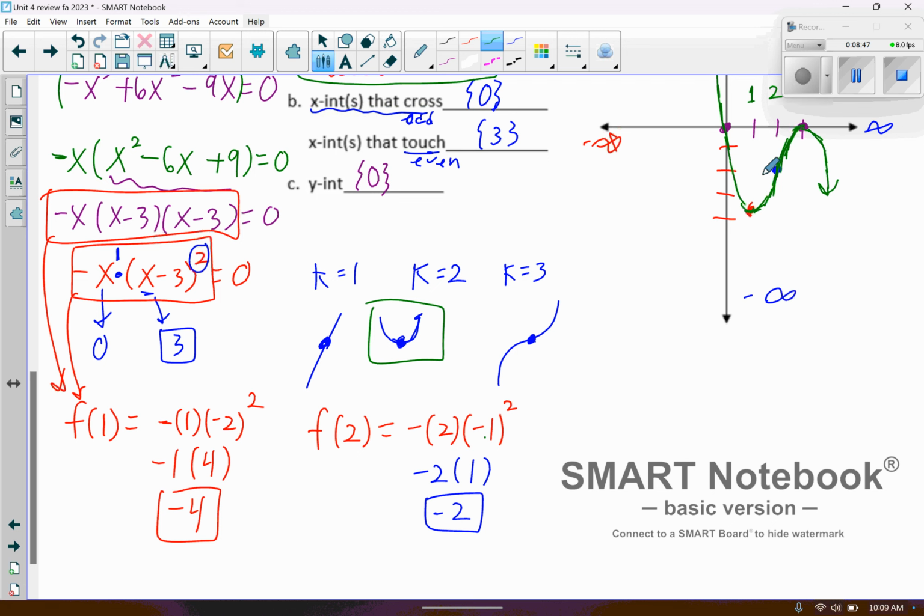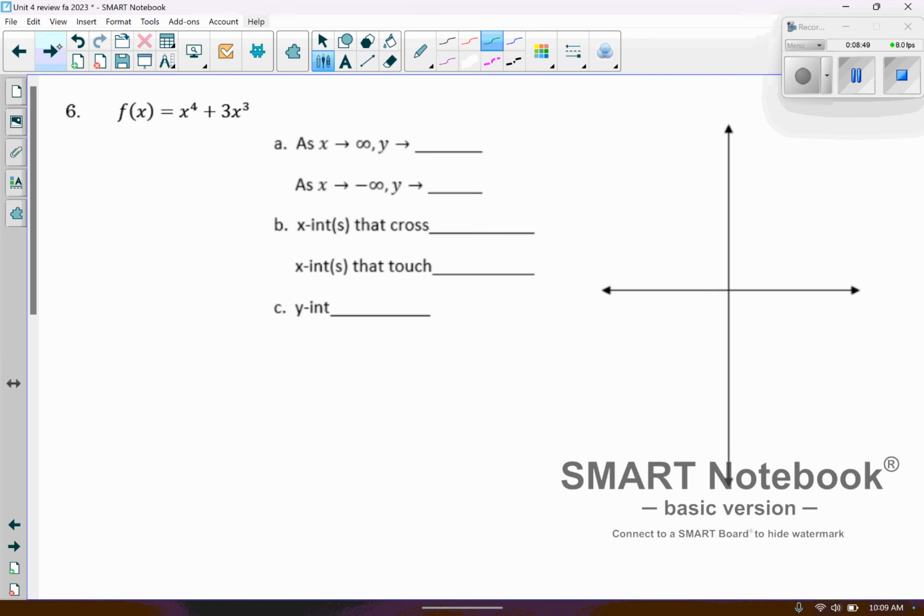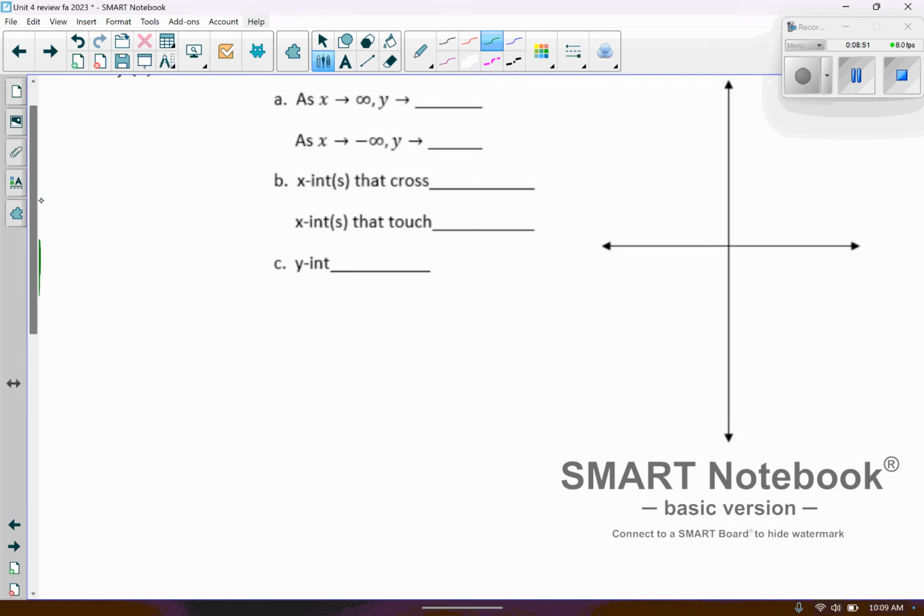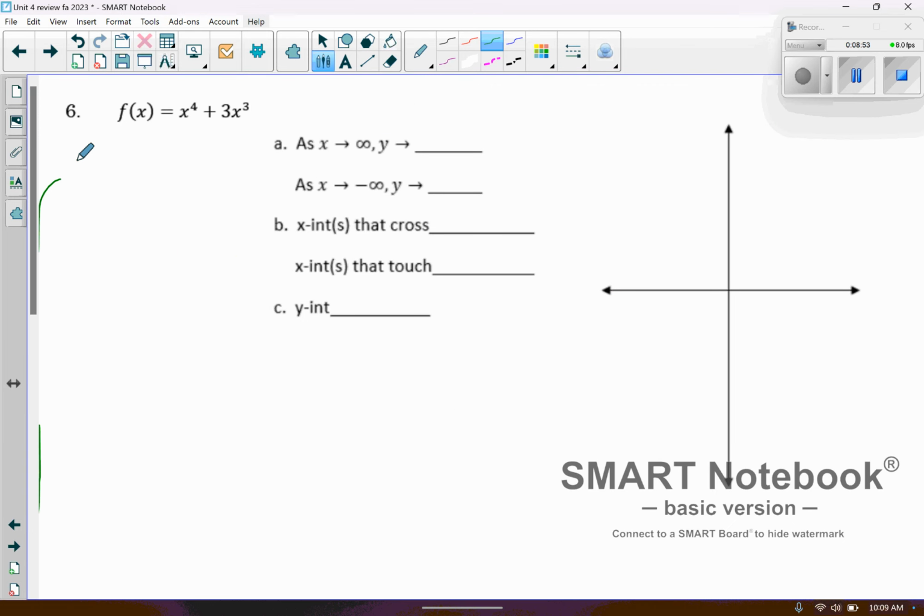All right, let's see. I think I've got a couple more of these. Okay, one more of these. And so what we'll do here is same thing. So in behavior, we look at this and we say, okay, let's see.